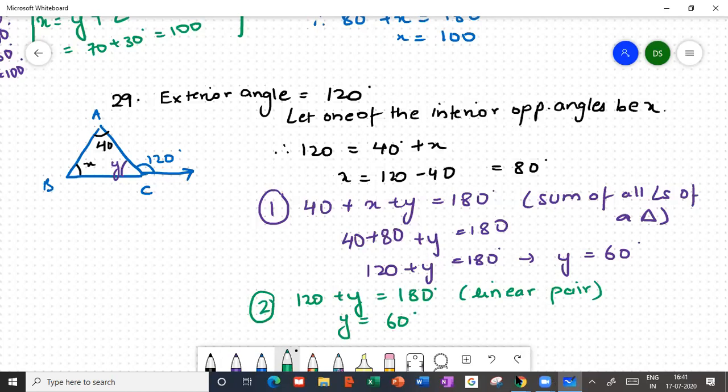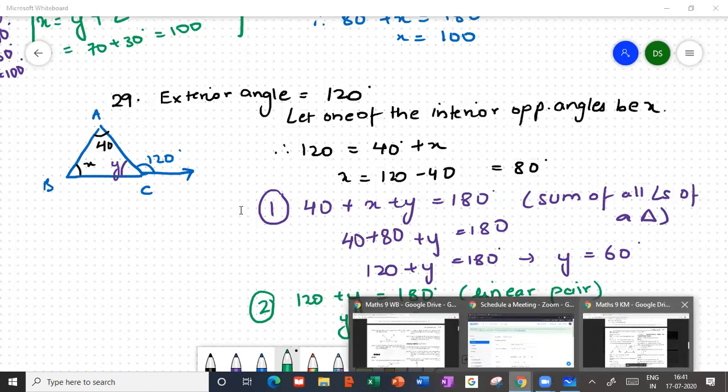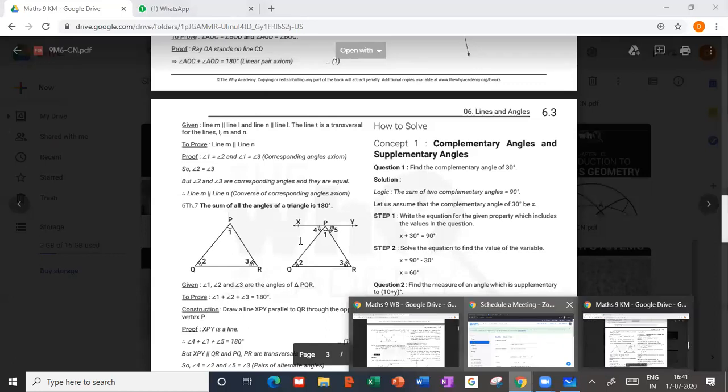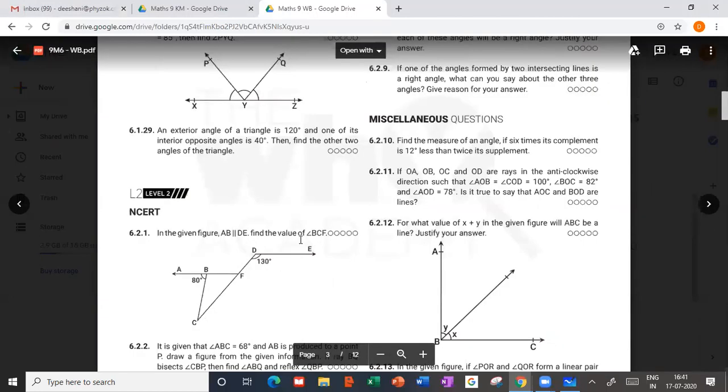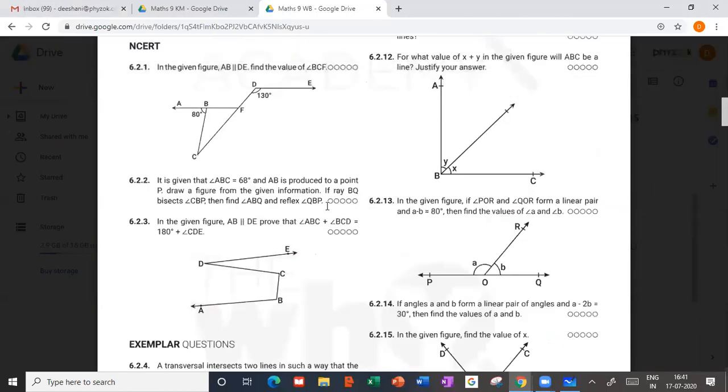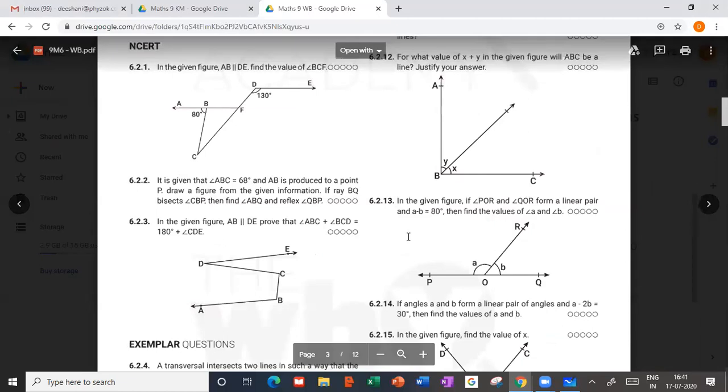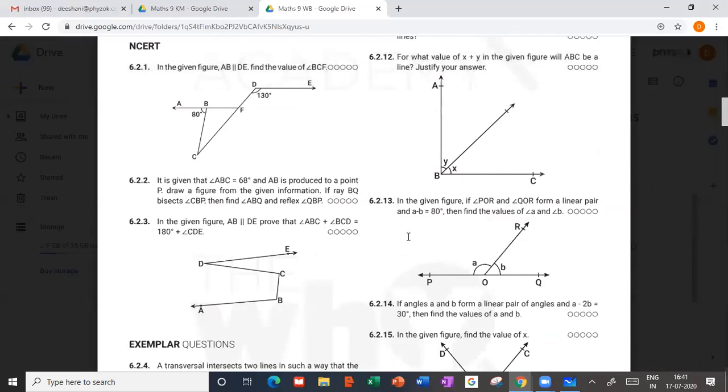Okay. We'll do level 2 questions. Level 2 is also easy. This class is till what time? We'll just do 2 more questions and then we'll stop. Which question should I take? Okay, let's do the first one itself.